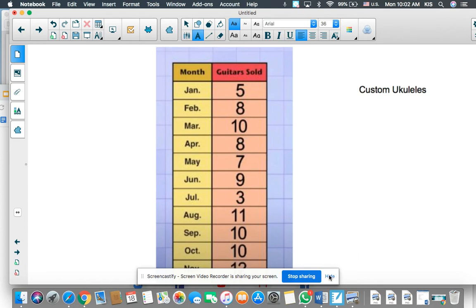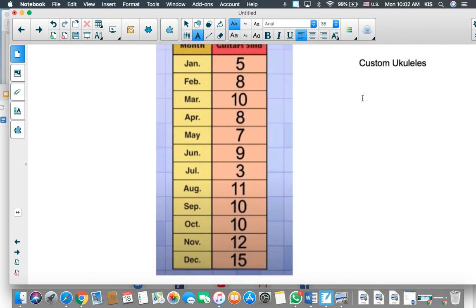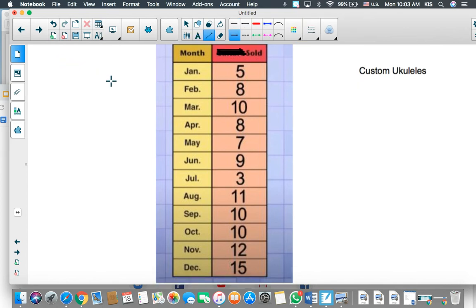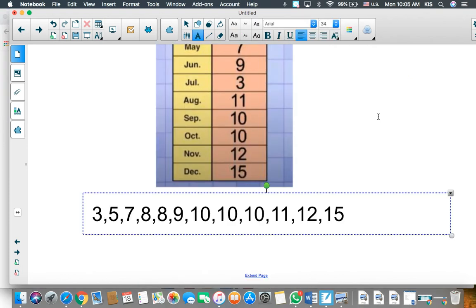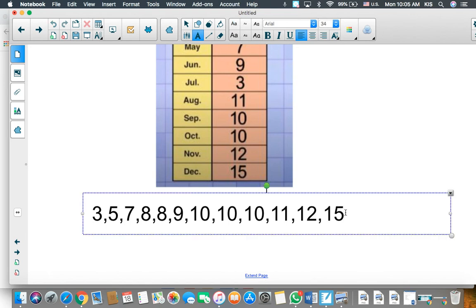Now we're going to find out the mean, median, mode, and range of the following. So here we're given a set of ukuleles sold. Okay, so we want to start off by putting these in order from least to greatest. So I want to find out the mean, median, and mode of the following data. Start off by finding the mean first, because that's the hardest one.